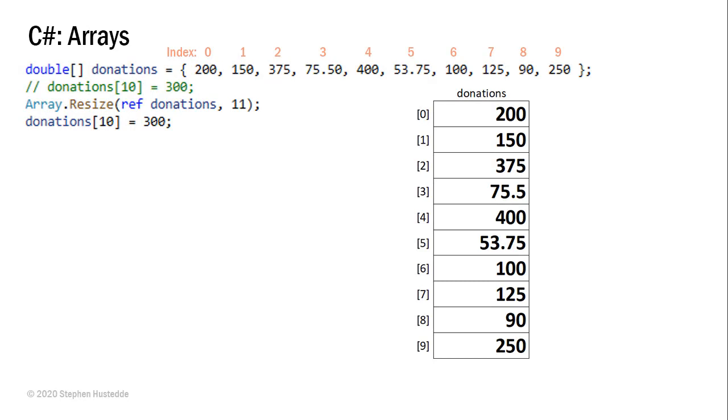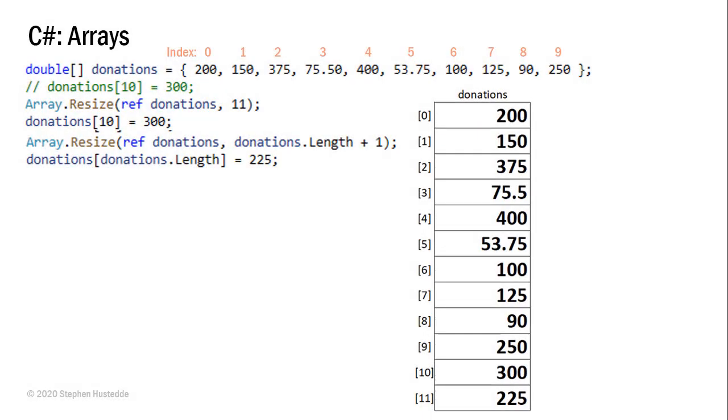The Array class has a method called Resize in which we can pass it the name of an array by reference, and in the second parameter tell it how many elements we want. So the line I have here is Array.Resize, and I'm passing by reference my double array of donations, and I'm telling it the new size is going to be 11, and that's going to give me an index from 0 to 10. And so now I have an additional element. And then in the next line, I can now assign that donations element 10 a value of 300.